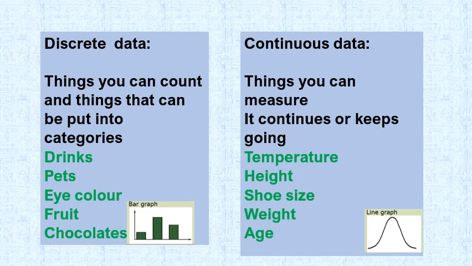Then we came across continuous data. Continuous data are things you can measure. It continues or keeps going. For example, temperature, height, shoe size, weight, or age. Can you come up with any other examples of discrete data or continuous data? Pause here while you have a think.